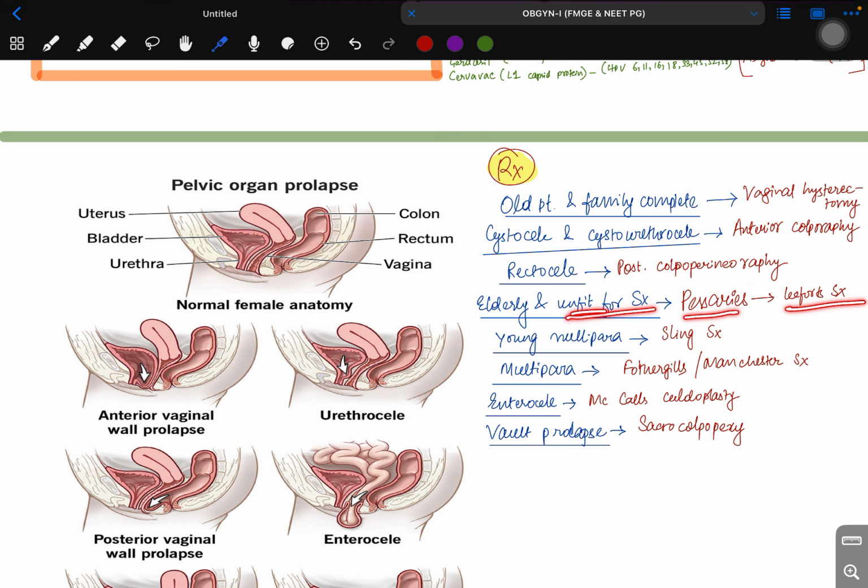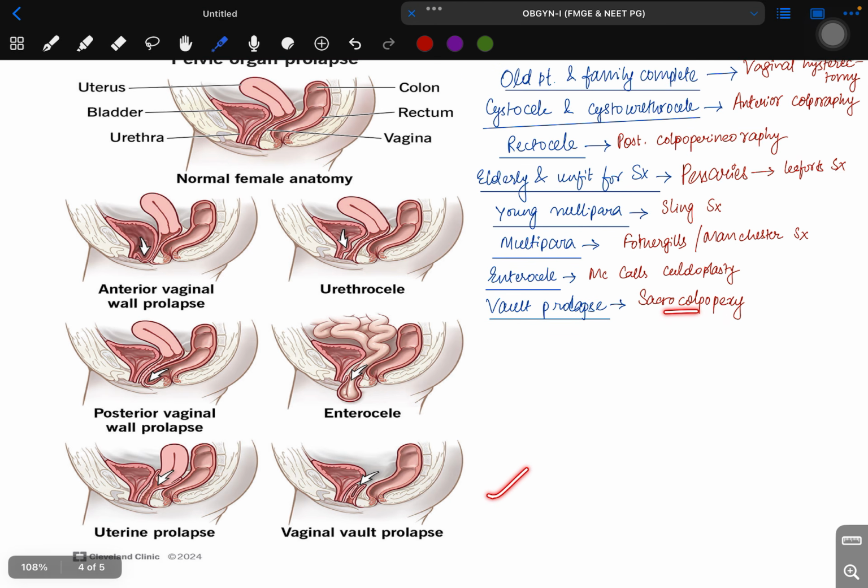the Le Fort surgery. For young nulliparous women, we can do sling surgery. For multiparous women, we can do the Fothergill's and Manchester surgery. For enterocele, we can do McCall's culdoplasty. For vault prolapse, we can do the sacrocolpopexy.